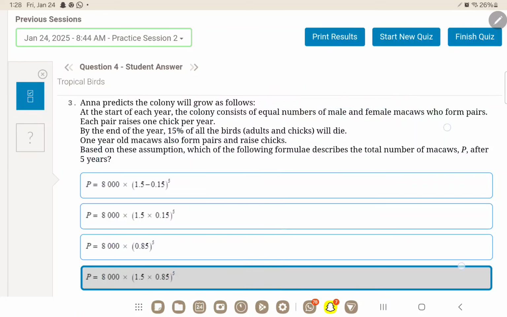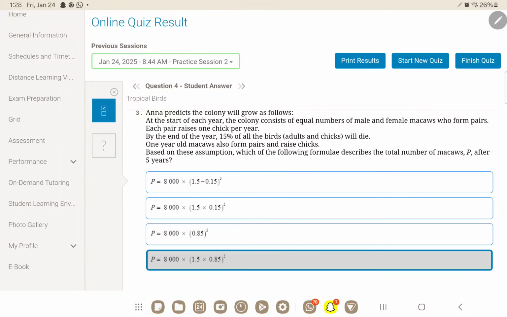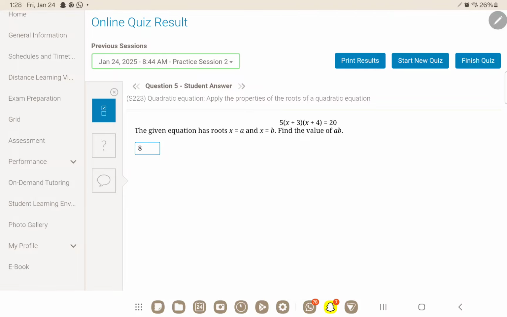Now, let's move on to the next question. These questions alone took really long to solve, but don't worry, they're not going to take you this long in the exam.